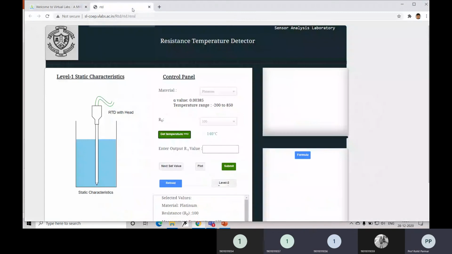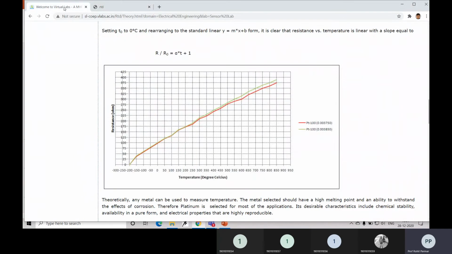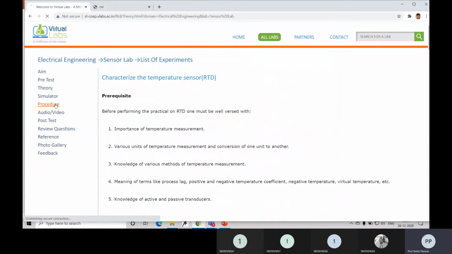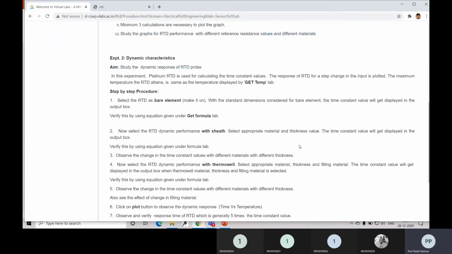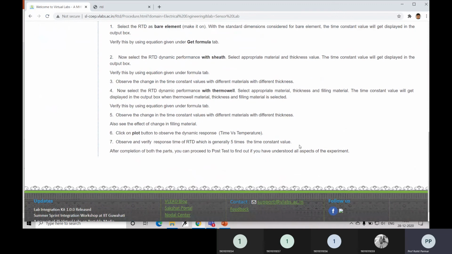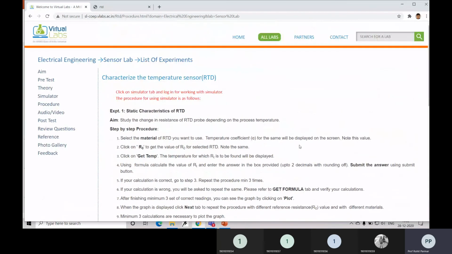Then click on the plot. Okay, so the plot will be there. Now in level 2, there is one nice procedure given, that is how we can make an RTD. With the help of a nice animation, you can see the construction of RTD, and based on the various varieties of material, you can have one plot. You can do that within a few moments.